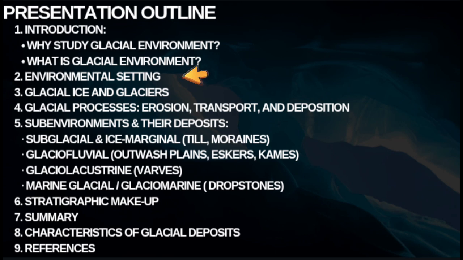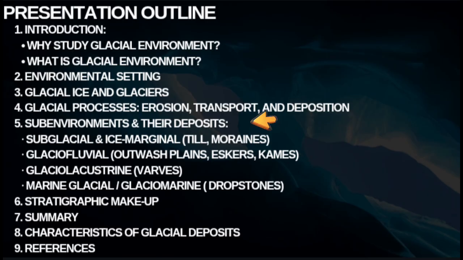Second, we will talk about the environmental setting. So this part will explain the places and conditions where glaciers can be found. Third, we will focus on glacial ice and glaciers. We will describe how glaciers are formed, what types they have, and what makes them important in shaping the Earth's surface. Fourth, we will explain the glacial processes. These include erosion, transport, and deposition. In simple words, these are the actions of glaciers, how they wear away rocks, carry materials, and leave deposits behind.